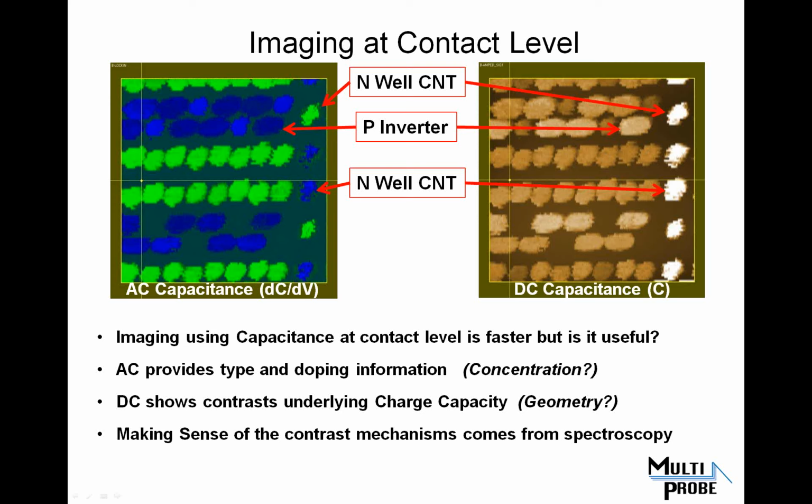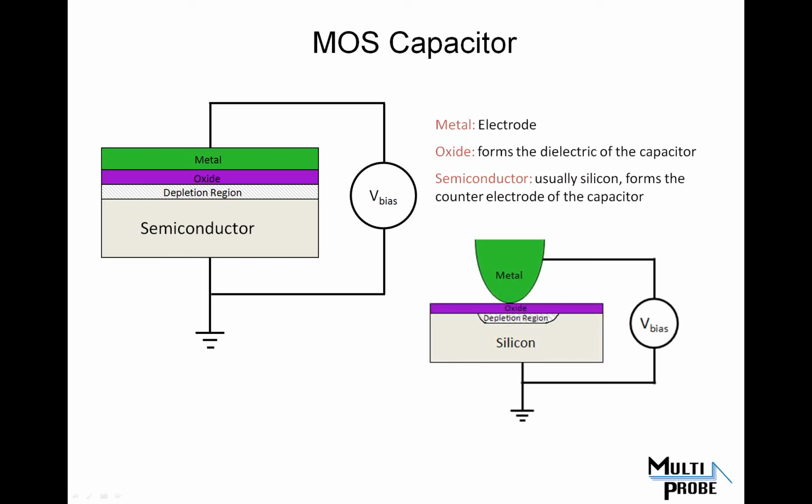All right, now what I want to do is talk about how the contrast mechanism shows up. How is it that one contact is green and another one is blue, or one contact is white and another one is brown? Let me go to the next slide where we talk about MOS capacitors and where the signal comes from, essentially.